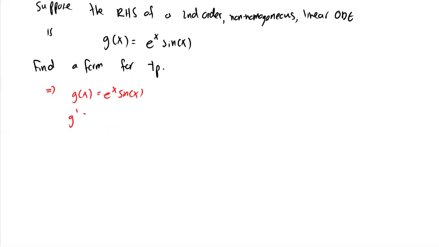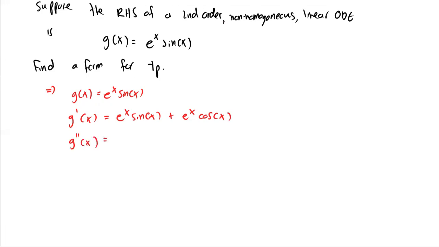Now g prime of x is, okay, so we're going to have to use the product rule, right? It's going to be e to the x sine x plus e to the x cosine x. This just comes from the product rule. Let's just do one more, even though this is enough, and you'll see why.